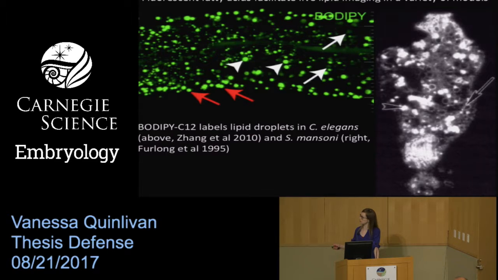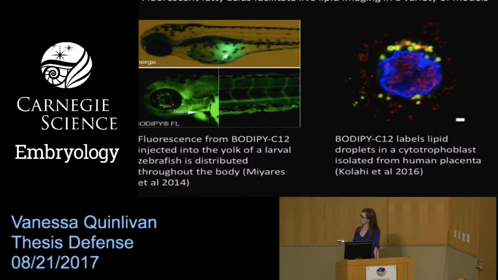This is the fluorescent fatty acid called BODIPY C12. It's labeling lipid droplets in C. elegans and Schistosoma mansoni, which are two different worm model systems, and this is done by live imaging. We've also been using this for a while in the Farber lab to deliver these fluorescent fatty acids to larval zebrafish and use live imaging to see where they end up in the body. These fluorescent fatty acids are applicable to cell culture as well. This is again the same fatty acid, BODIPY C12, labeling lipid droplets in an isolated human cell.